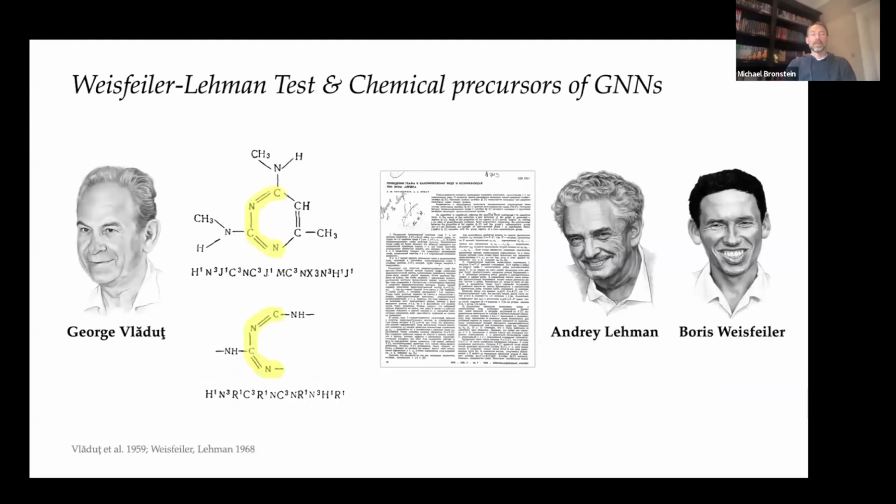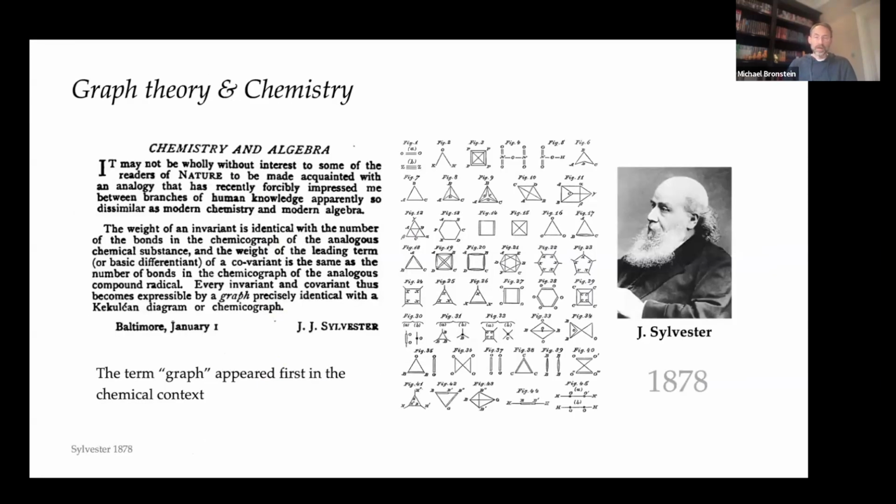Weisfeiler-Lehman test. It was devised in the 60s by two Soviet mathematicians, Lehman and Weisfeiler, actually inspired by problems in organic chemistry. They tried to understand whether two molecules are structurally similar by testing their graph-based representations. It's actually interesting that the very term graph was introduced by Sylvester in the late 19th century, referring to structural formulae that for the first time appeared in chemistry at that time. So graph theory has this very intimate relation to molecules and chemical compounds.